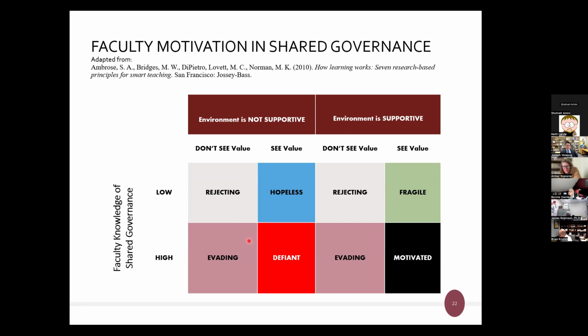If you don't see the value, but let's just go with the people who have a lot of shared governance knowledge. If it's not supported by your environment, and you don't see the value, you're going to evade. You're going to hide out in your office. Maybe you're attending this workshop or this panel, and you're getting good definitions, but you still just don't see the value, and your environment's not supportive. You're likely going to evade. But also, even if it is supportive, you're going to likely evade too if you just don't see the value. So it does really require people around you helping you to see the value.